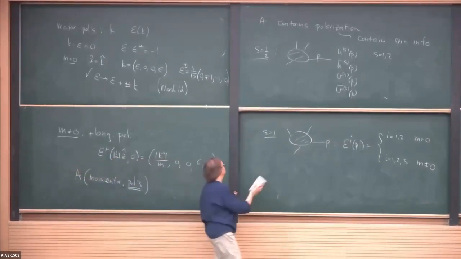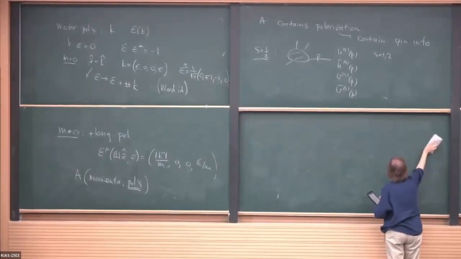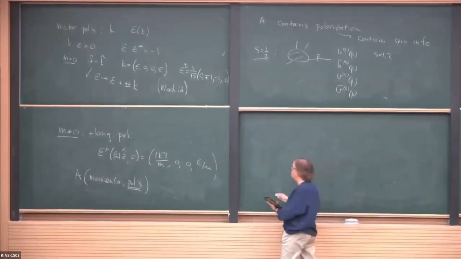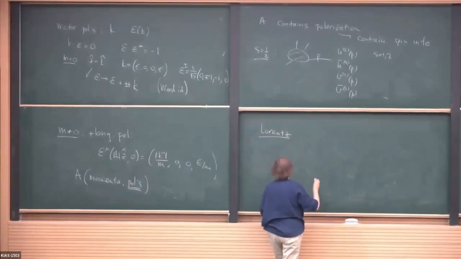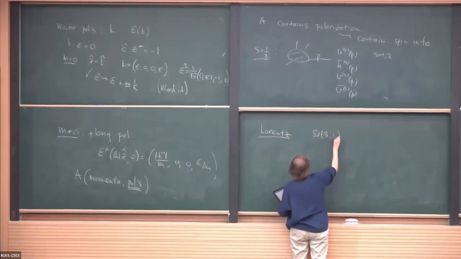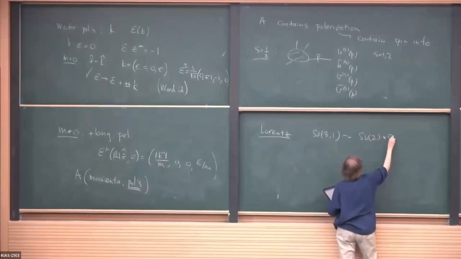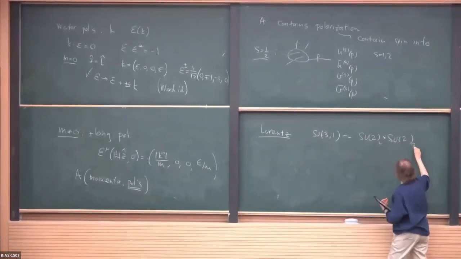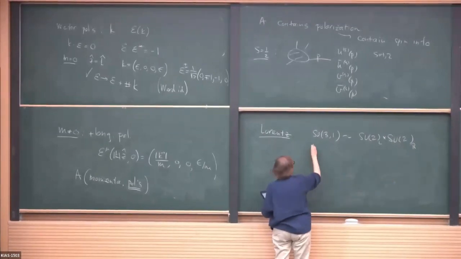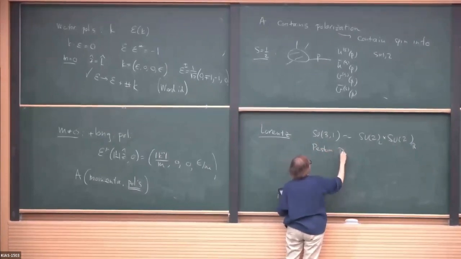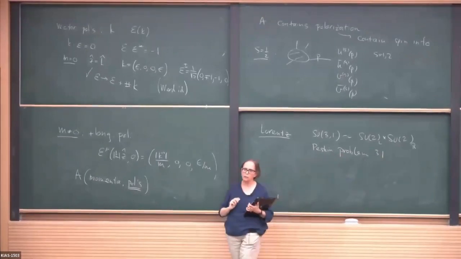Okay. So let me now give you a very brief review of what we need to know about the Lorentz group, or the Lorentz algebra. So you know that the Lorentz algebra is given by SO(3,1), and it's isomorphic to SU(2) times SU(2), which we can call SU(2) left times SU(2) right. And if you don't remember that, then Peskin has this great problem, 3.1, that you should work out.